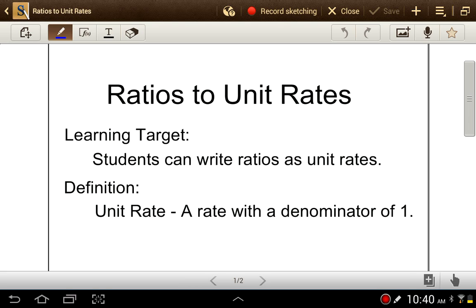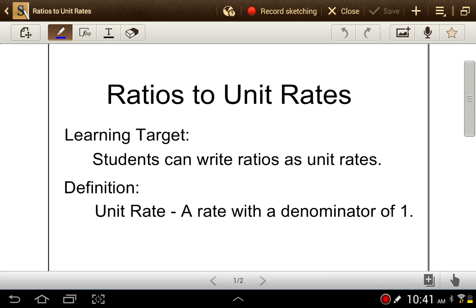Quick definition right here. A unit rate, guys, is a rate with a denominator of 1. So everything that we're going to be talking about today in our unit rates is going to have a denominator of 1. Some examples of labels of unit rates that you may have heard would be price per pound, miles per hour, price per gallon. So all of those things, you have the word per in there. That's going to be a big clue that it's a unit rate.